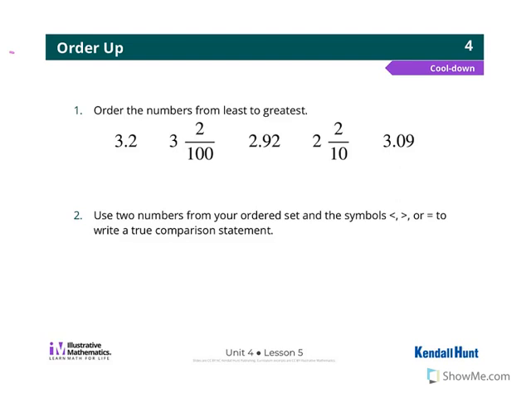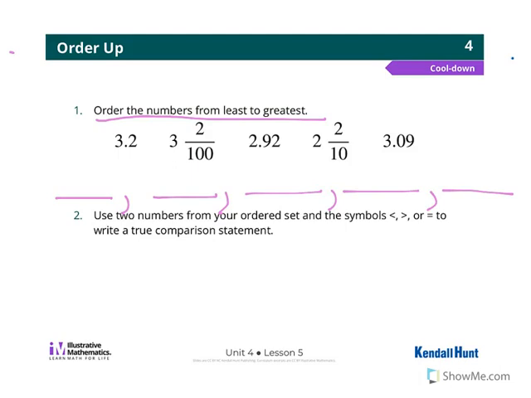Order up. For this cool down, you have to order the numbers from least to greatest. That means your smallest decimal all the way to your greatest. So, let's see, we have 5 decimals here, well, fractions and decimals. So I have 5 spots. And I'm just going to go ahead and add commas because when we list our decimals and fractions, we want to put a comma in between. So I'll switch the color of my pen so we can keep everything straight.